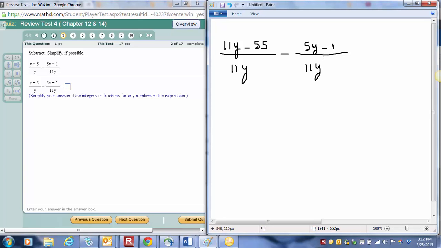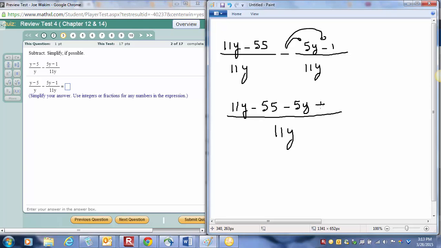But something important here, I need to distribute the negative sign to both because that minus sign is sitting outside, so it has to be distributed. So let me put them under one radical, and with 11y in the denominator, the numerator of the first one is 11y minus 55. The second one, if I distribute the minus sign, I get negative 5y, and negative times negative is positive plus 1. And therefore the final answer would be 11y minus 5.